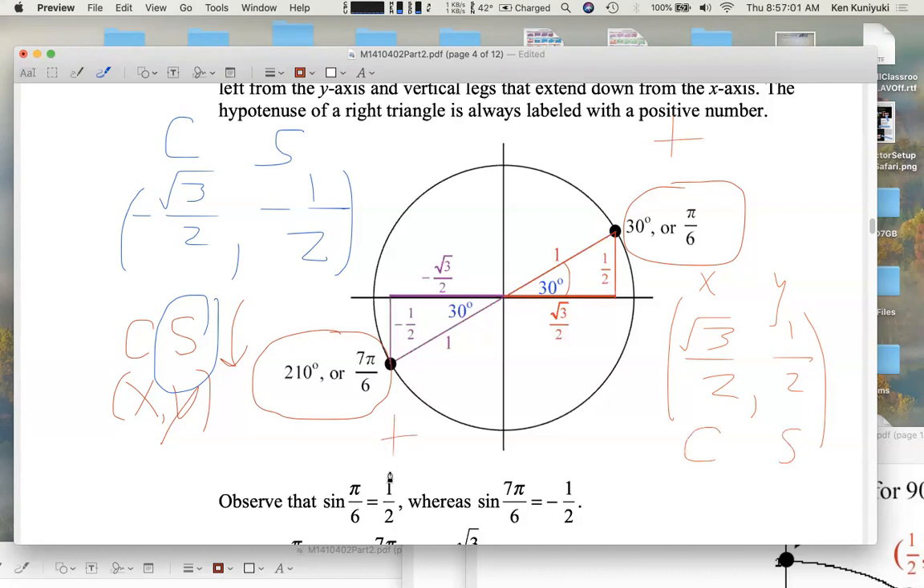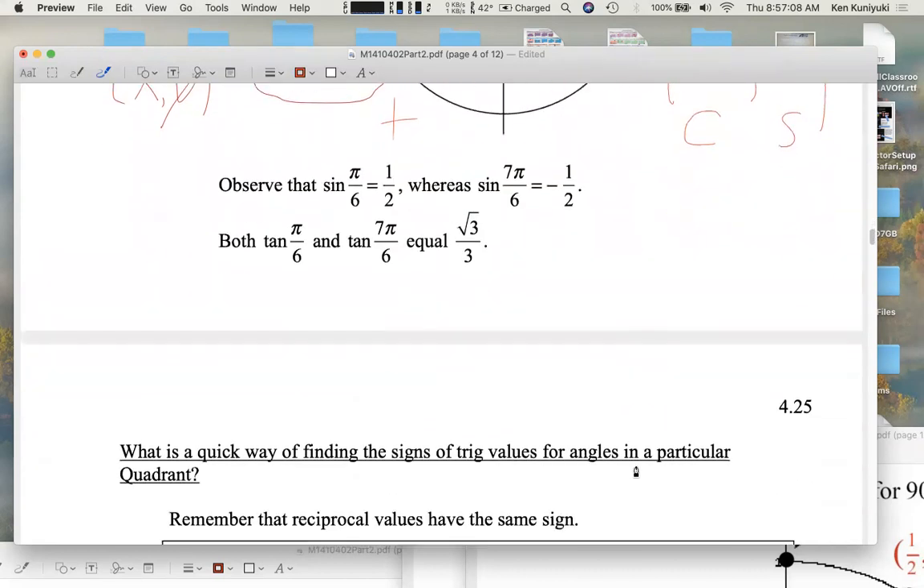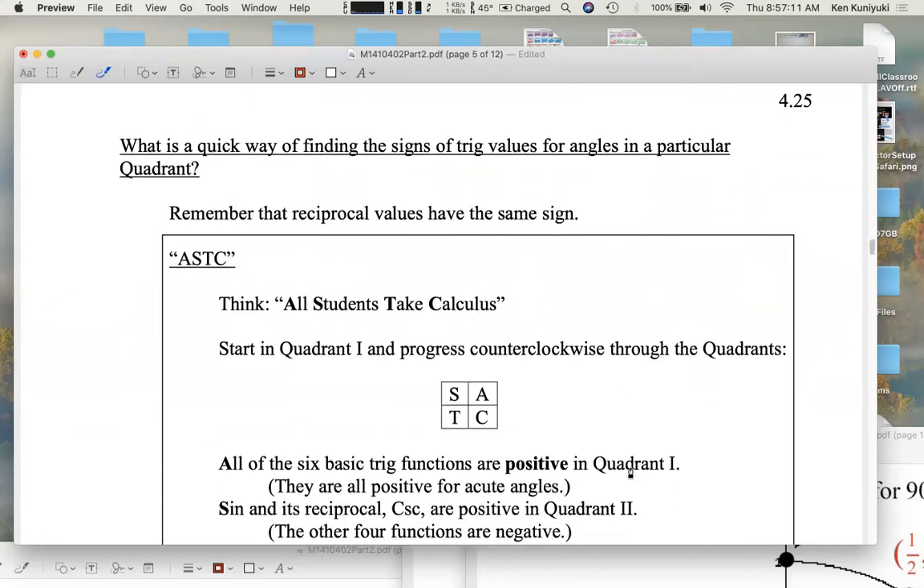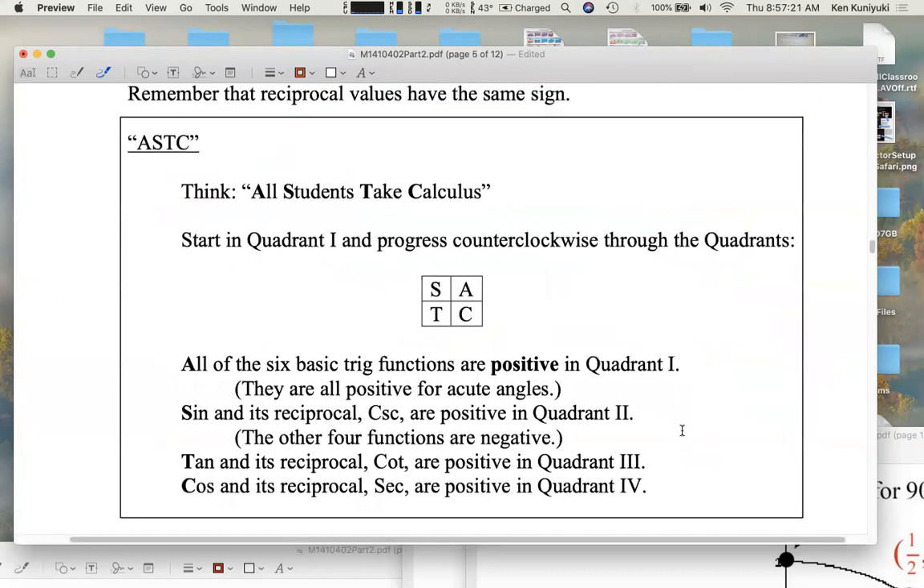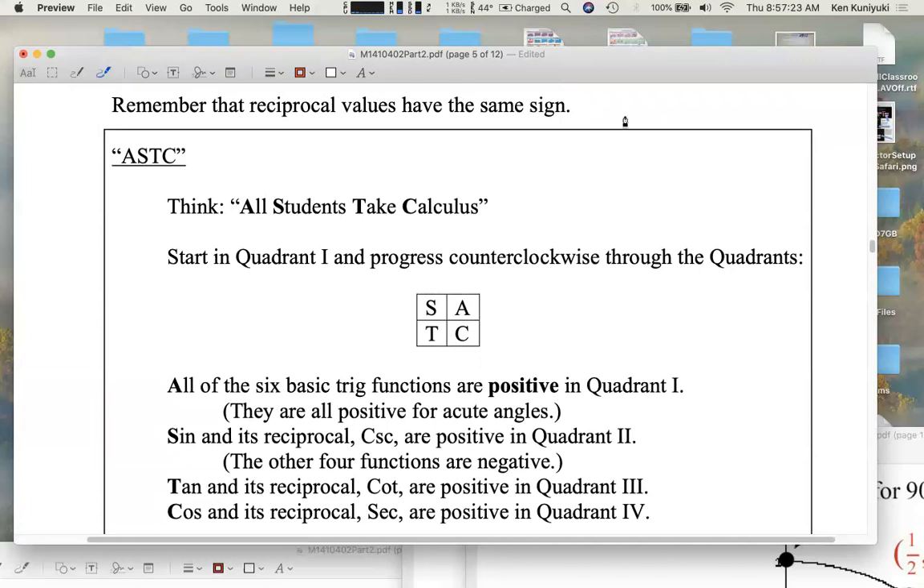So let's talk more about this unit circle approach to trig, which perhaps may be more convenient than the right triangle approach. What's a quick way of finding the signs of the trig values, positive versus negative, in the various quadrants? And remember that reciprocal values have the same sign. So for example, if sine of theta is positive, then so is cosecant of theta. So if we understand the deal with sine, cosine, and tangent, we can know the deal with cosecant, secant, and cotangent.